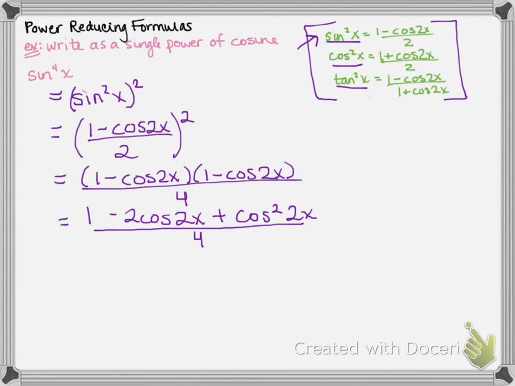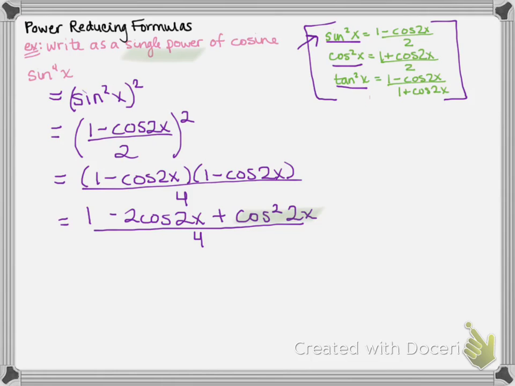Now, once we've simplified this expression by squaring the top and squaring the bottom, we've got 1 minus 2 cosine 2x plus cosine squared 2x. Well, we still don't have our function as a single power of cosine. So you can see that two of the terms in the numerator of this fraction are single powers. This cosine squared 2x needs to be taken care of. So let's take care of that next.